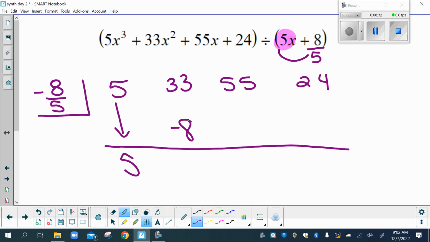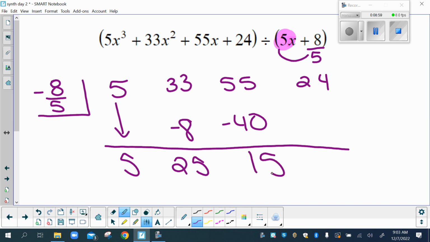So watch what happens. 33 take away 8 is going to be 25, right? So let's do it again. Nice and easy. Start with the bottom. How many times is 5 going to 25? 5. And what's 5 times negative 8? Negative 40. There you go. Does that make it a whole lot less scary? I told you, it looked terrifying. So we're going to get 15.